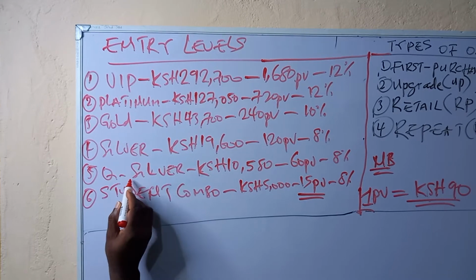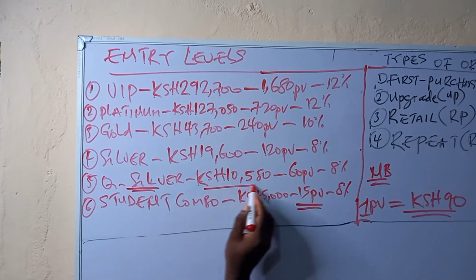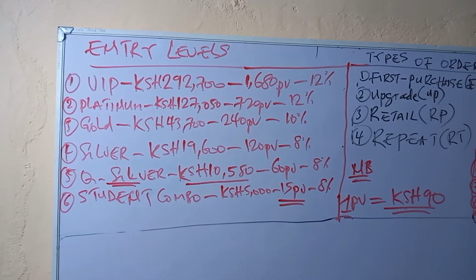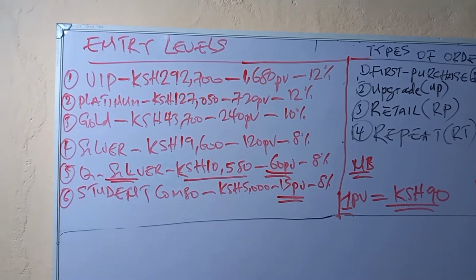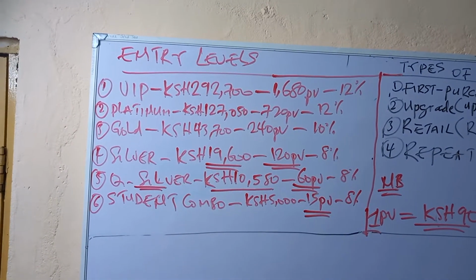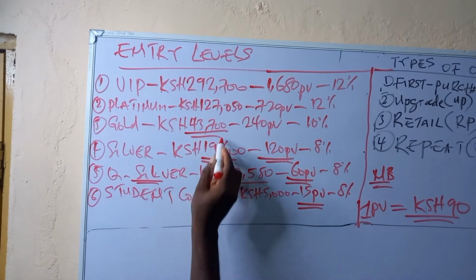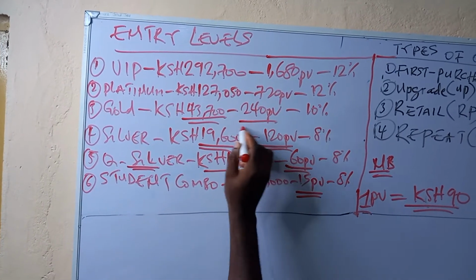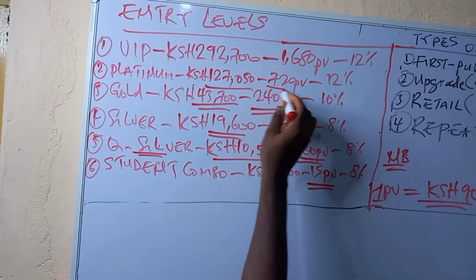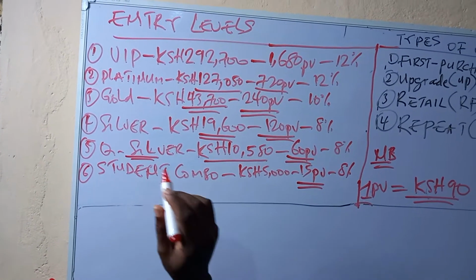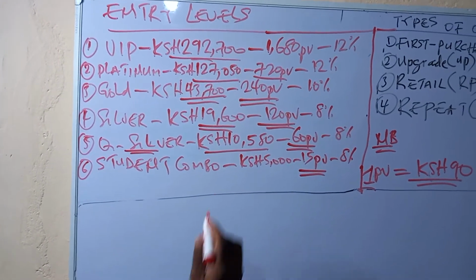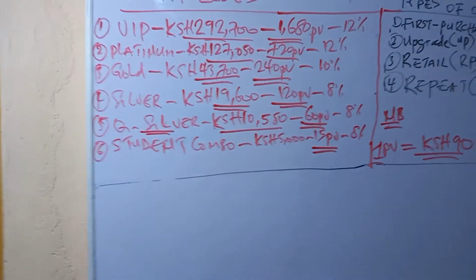Or, I want to start as a Q Silver partner, which costs 10,550 Kenyan shillings. I select my products, and for them I get a total of 60 points. Silver costs 19,600 Kenyan shillings, and for that you get 120 points. Gold costs 43,700 Kenyan shillings, and for that you get 240 points. Platinum costs 127,050 Kenyan shillings, and you get 720 points. Then Platinum VIP costs 292,700 Kenyan shillings, and for that you get 1,680 points.